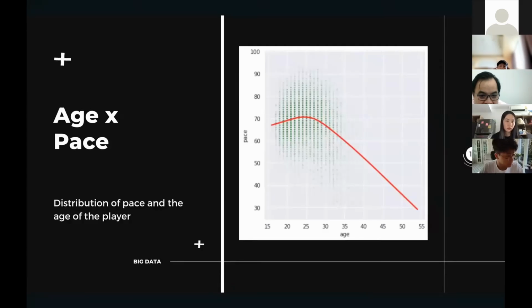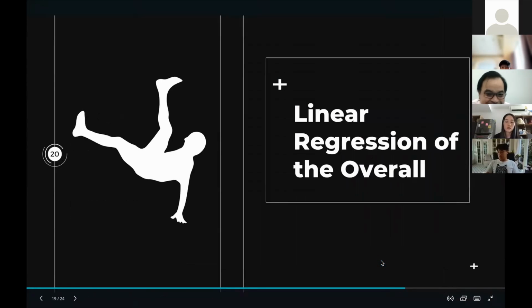And this one is comparing age to the pace of the player. So I wanted to see whether the age of the player has any effect on the speed. We can see that the average top pace that a player could get is at around the age of 25, and then it tends to decrease as the player gets older.